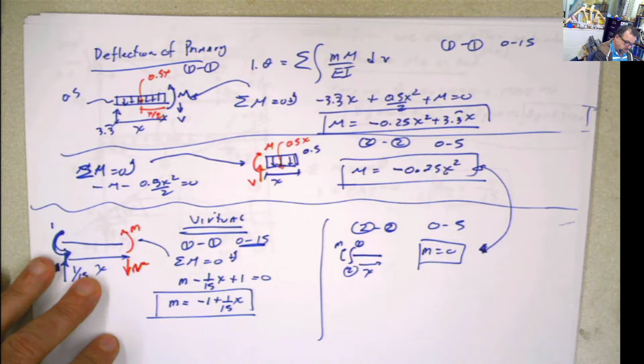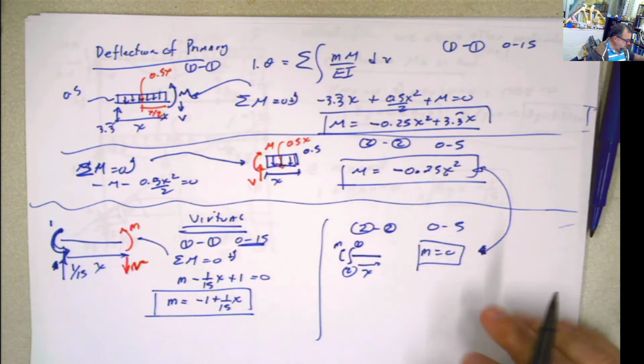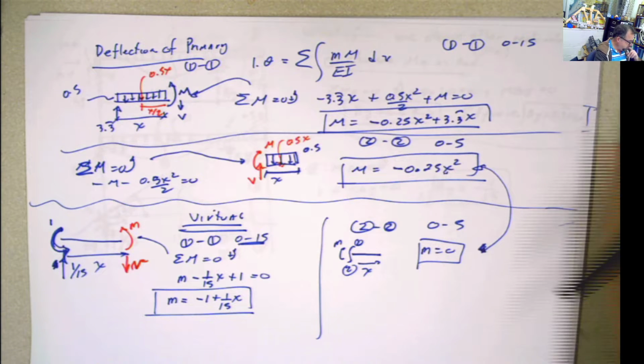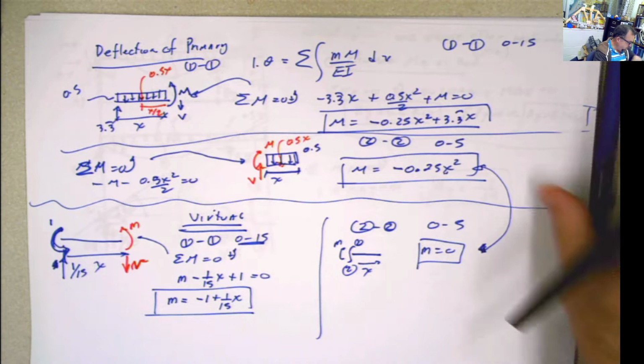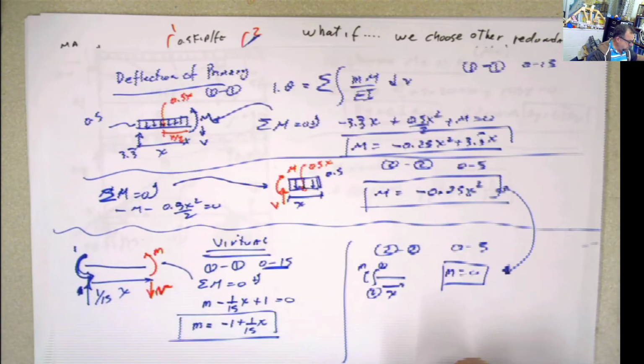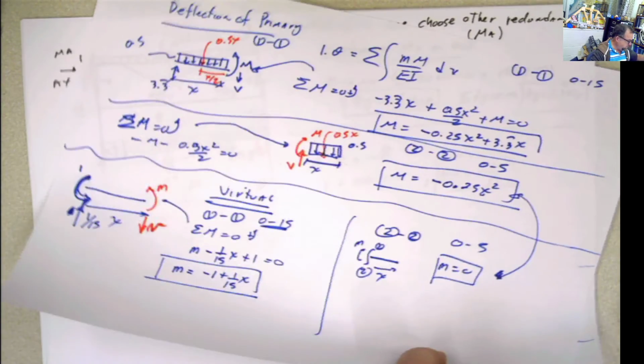So once we have these two things together, the only thing that we have to do is just finish whatever we have. Now, deflection of the primary structure, the deflection of the real structure.